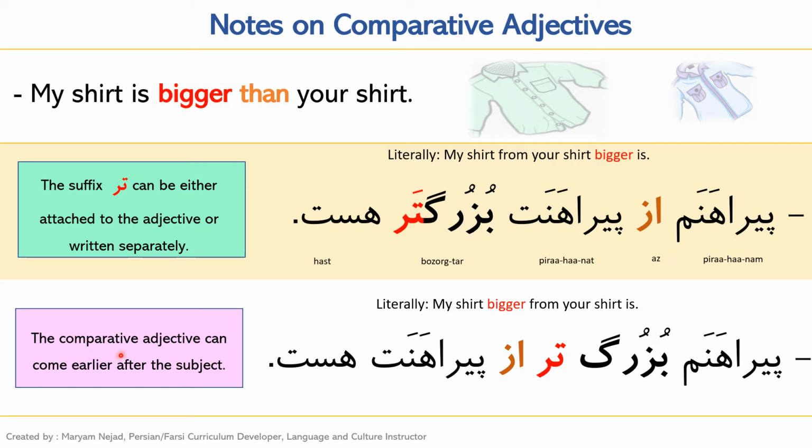The other thing that you need to know is that the comparative adjective can also come earlier after the subject. For example, here we can also say literally my shirt bigger from your shirt is. So we can also say پیراهنم بزرگتر از پیراهنت هست. Versus the previous sentence, where the comparative adjective came closer to the verb and it was پیراهنم از پیراهنت بزرگتر است. So there's really no difference in the order. You can either say it this way, or you can also bring it after the subject and say it this way.